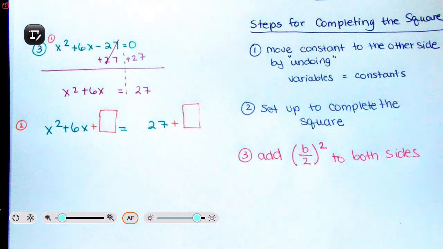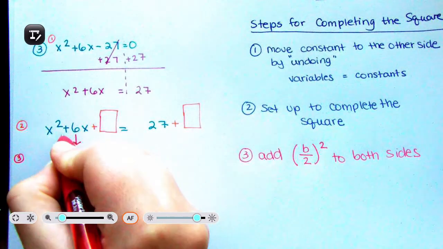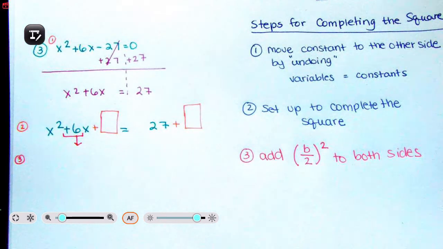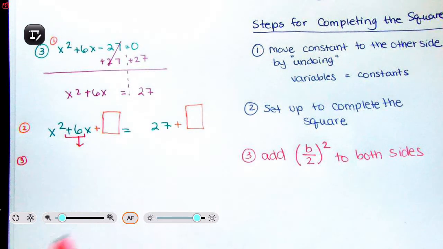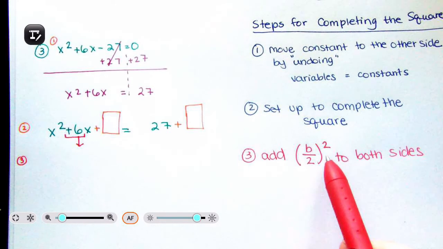All right, so what is b? So here's step 3. Here is your b value, whatever this is. Now, some of you are going to ask, does it matter if this value is positive or negative? No. It does not matter if that value is positive or negative because you are going to square it, and a negative times a negative will still give you a positive value.